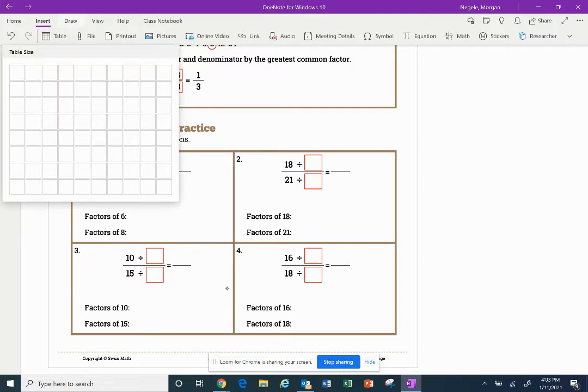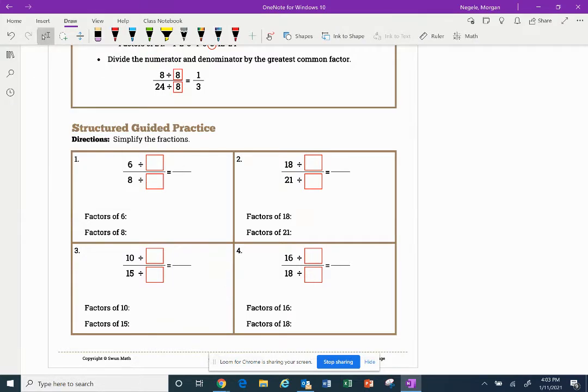So number 1, simplify 6 over 8. I'm going to do the factors of 6 down here. So I know that, oops, sorry, wrong pen. I know that 1 times 6 is 6. I know I can do 2 times 3 to get 6. And that's about it. You guys know we've been practicing our rainbows just so we know which 2 factors to go together to get the answer.